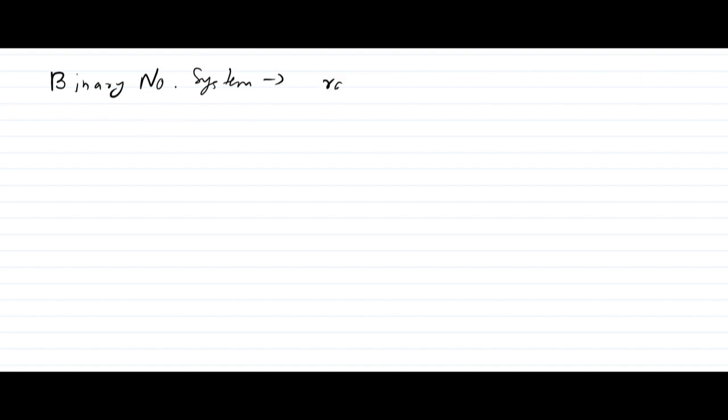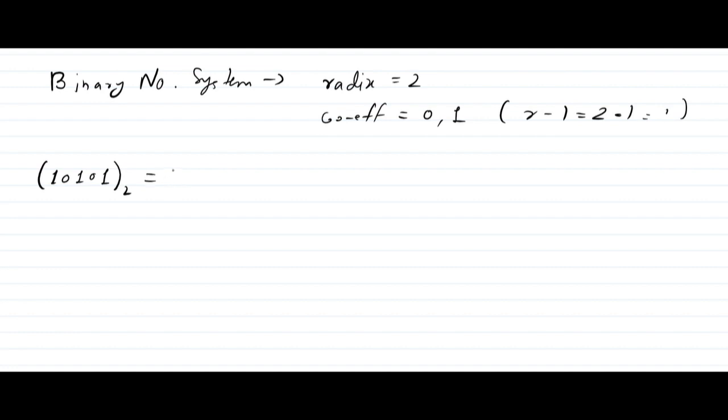In the binary number system, the radix will be 2, and if the radix is 2, then what will the coefficient be? The coefficient can be 0 and 1 only, because r minus 1 here will be 2 minus 1, which is 1, right? So it can be 0 or 1. Suppose I give you a number like 10101 in base 2, and I want this in base 10, then what will this number be?